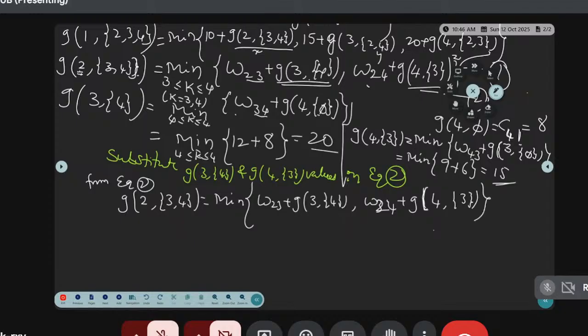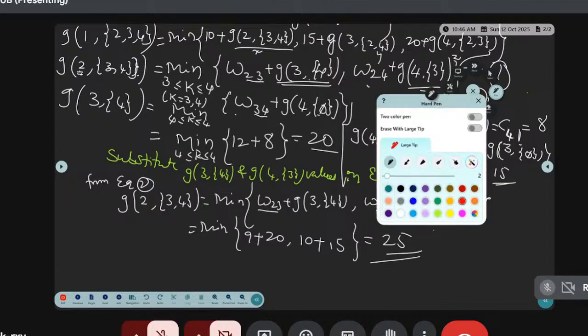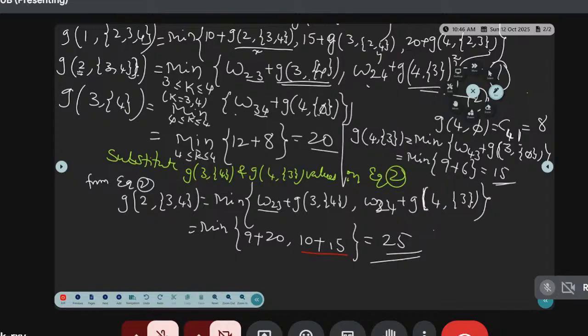Here we can substitute. Minimum of W23, 9 plus this value which is 20, W24 plus this value which is 15. Here the minimum is 25. This value is minimum. Listen, the second value is minimum. Minimum of two values, this value or this value. The second value is minimum. What is the second value?